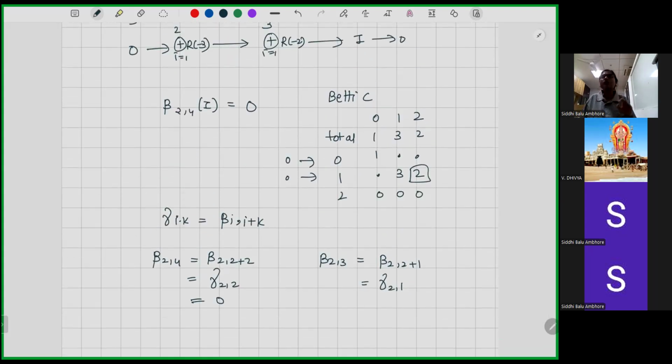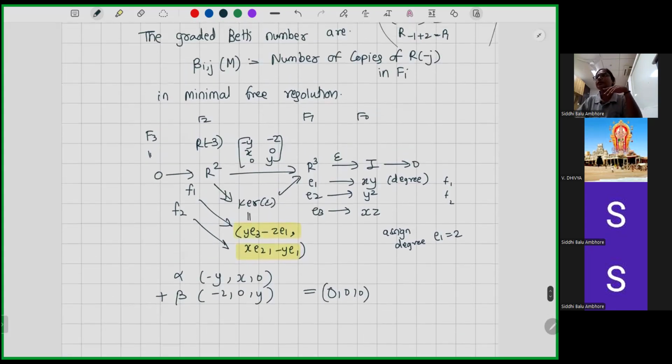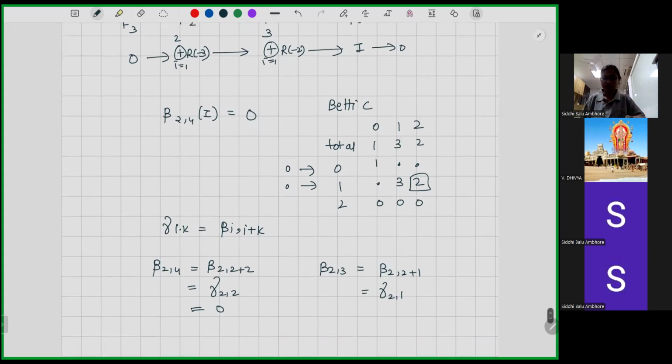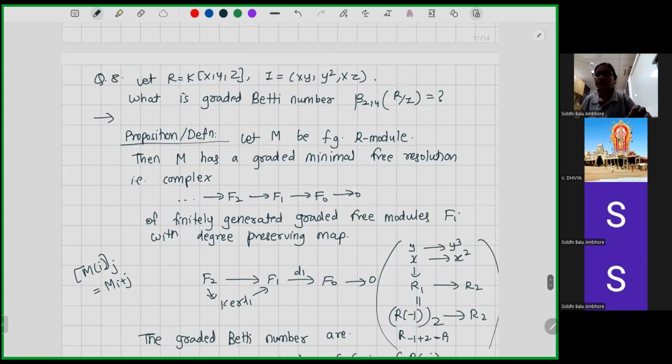So I hope this is clear, and you can check different ideals and see what you get as you keep on calculating these Betti numbers and so on. So I hope this is clear, how to calculate everything and how to see the degrees. Okay, if there is any other doubt, please let me know. I think gamma. Okay.